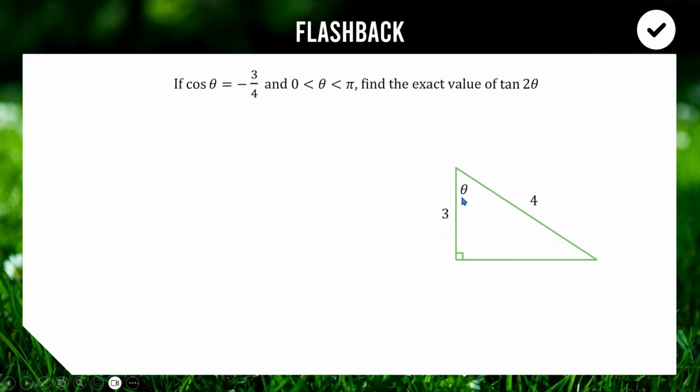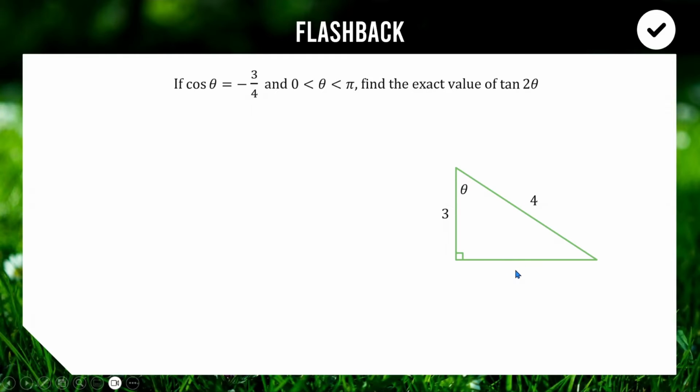Now if theta is in the top corner of this triangle and we want cos theta to be equal to 3/4, this means that the adjacent side needs to be 3 and the hypotenuse needs to be 4. We're not going to worry about the negative for now. We're just going to focus on the numbers and then work towards tan theta. If I want to use this triangle to figure out tan theta or sine theta, I would need to find the other side over here, which is the opposite side.